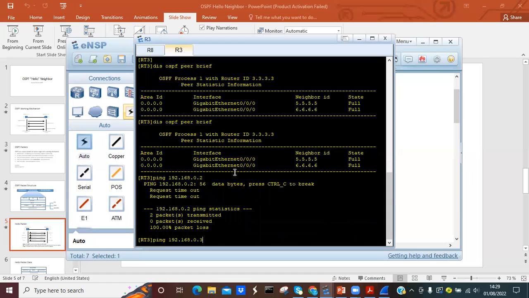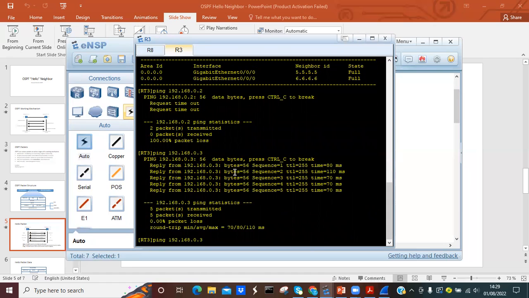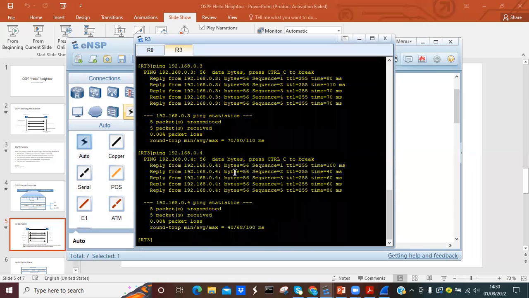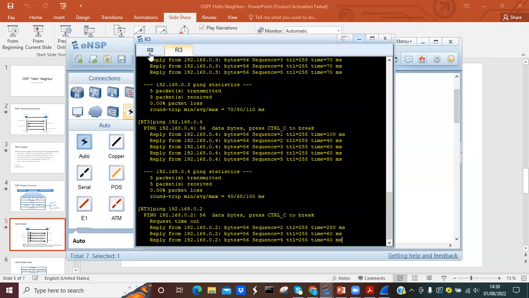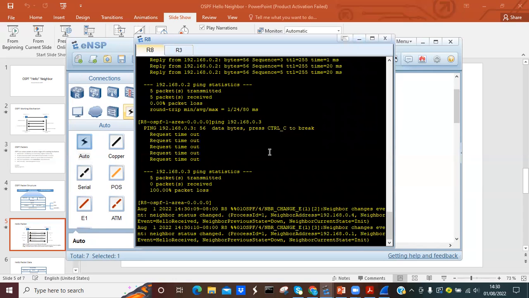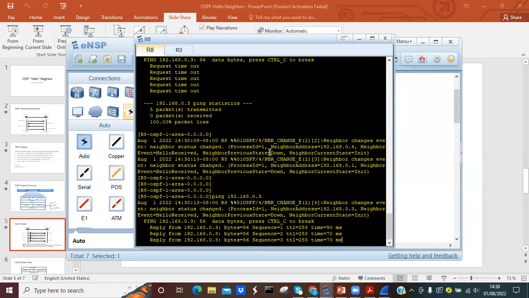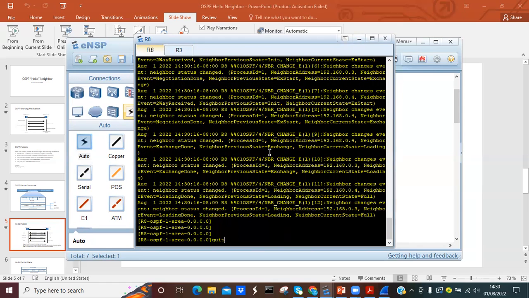Okay, guys. .3 I can ping. .4 I can ping. So why is it I'm not able to ping .2? Let's see, .2 I can ping now. I can see now this one has come up. So this one is okay now. We can see what I wanted to demonstrate.